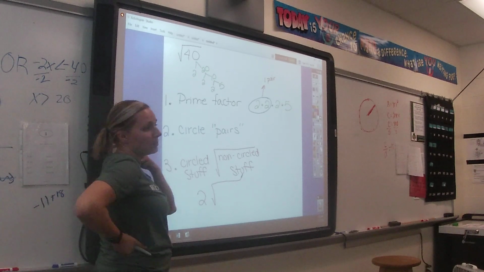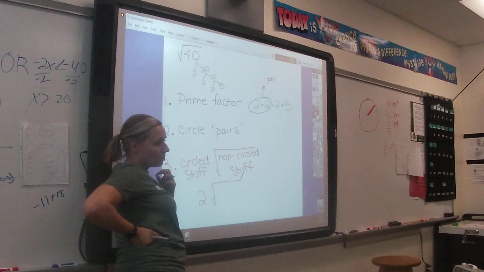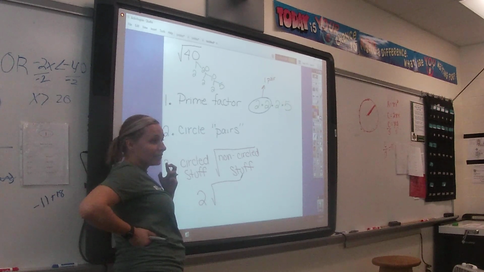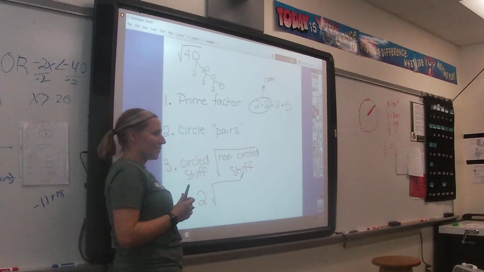Yes, Haley? So we wouldn't sound dumb. We wouldn't sound dumb, but if the teacher asked us how we did this, I'd say these are pairs, plus the circled stuff, and they'd say, circled stuff? Yeah, no, they know what you're talking about. Okay.